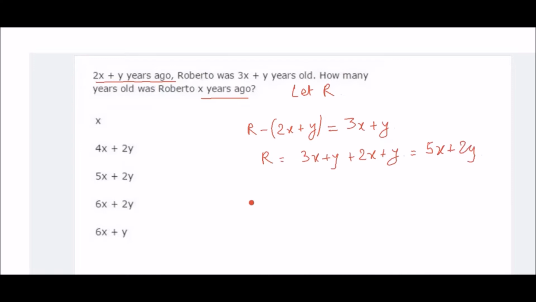So we have to find how many years old Roberto was x years ago. So x years ago Roberto was R minus x, that is 5x plus 2y minus x. The answer will be 4x plus 2y. So our choice will be the second option.